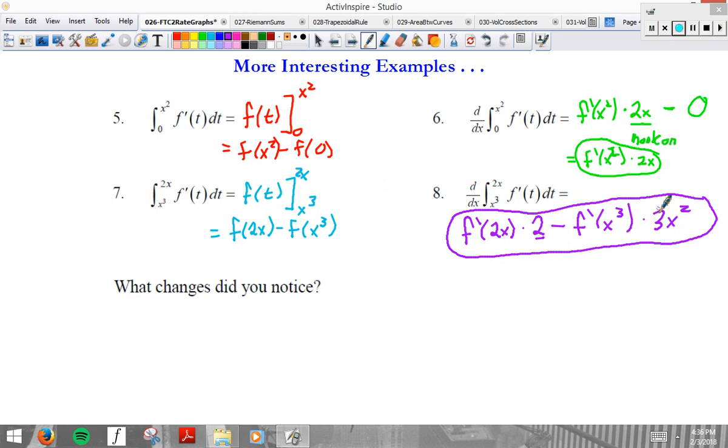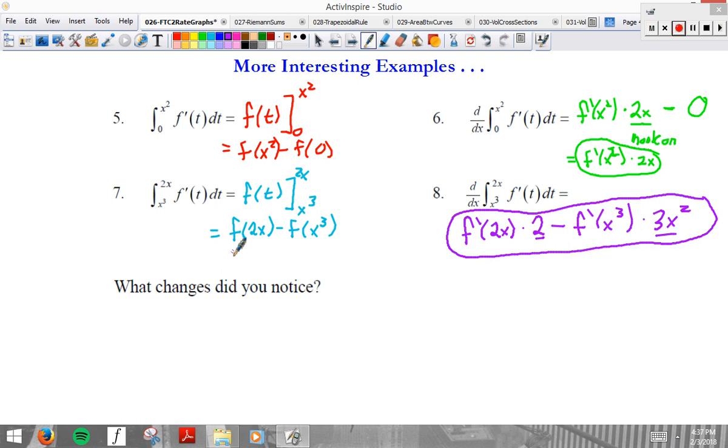Again, notice this is only the answer if I have the derivative on the outside. Notice the insides don't match. Notice there's no hook-ons over here. That's a really common mistake when you first get started with these problems.